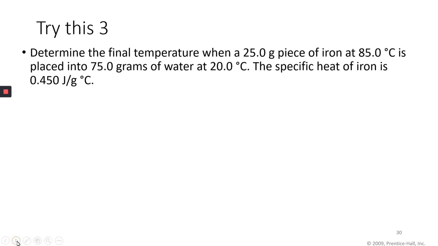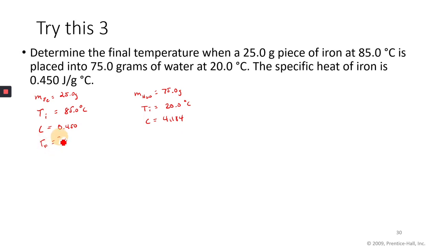All right, and this is our last example we're going to try together. Determine the final temperature when a piece of iron, so the mass of your iron, and your initial temperature of the iron is 85 degrees C, is placed in 75 grams of water, and its initial temperature is 20.0 degrees C. C of iron is 0.450. C of the water is 4.184. TF is our unknown.